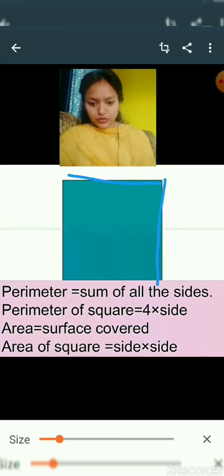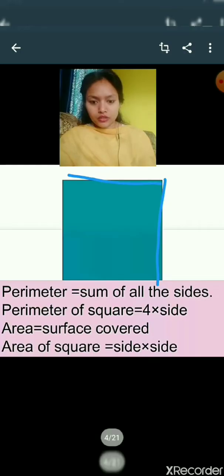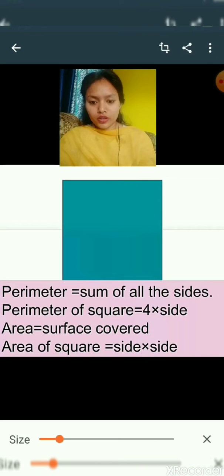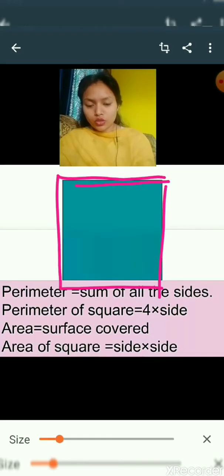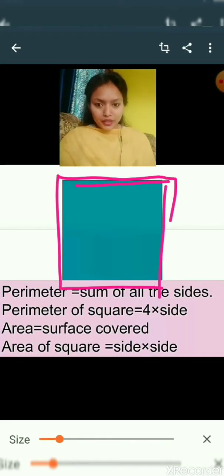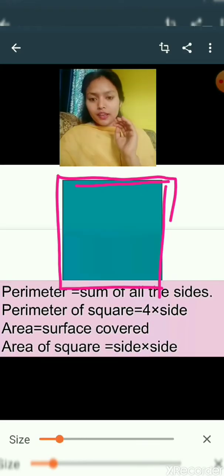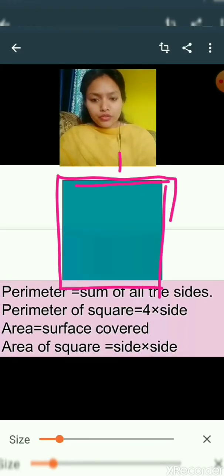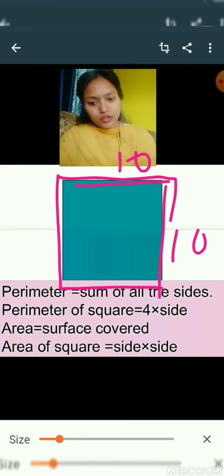Let me use a different color. Now, see, in this figure, where is the boundary? The boundary line is this one. So, this is boundary, this is boundary, this one and this one. If I say you have to find the perimeter, you have to find the sum of all the sides or the sum of all the boundaries. Say this boundary is 10, then the others will also be 10, this will be 10, this will also be 10.